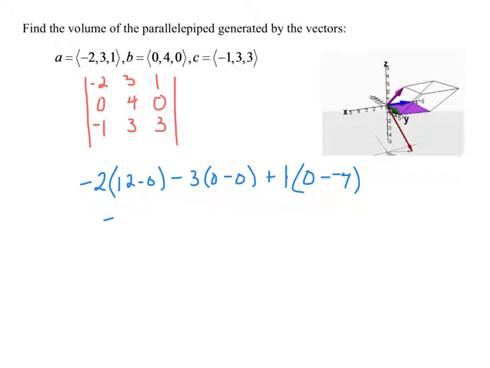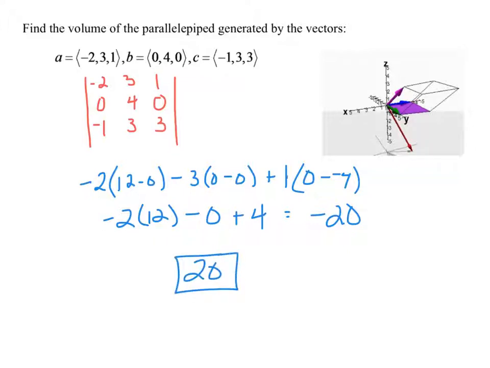All right, so we got -2 times 12 minus 0 plus 4 for an answer of -20. But we need to know not just the answer, but the magnitude of the answer. The magnitude of -20 is 20. And this is the volume of the parallelepiped generated with those 3 vectors.